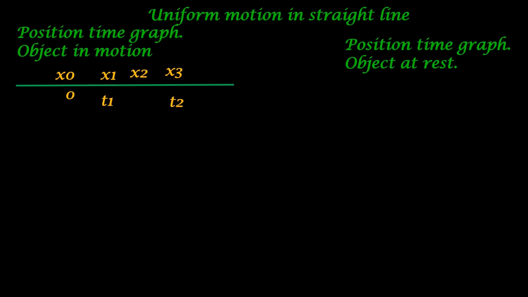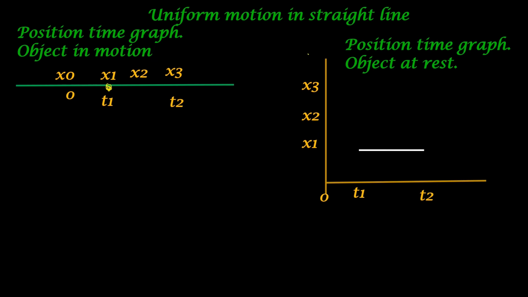Let us suppose at time equal to t1, an object is at position x1. We observe the object after some time, that is at t2. Then also its position is at x1. So it has not experienced motion. It has not undergone displacement. How will we plot that graph?